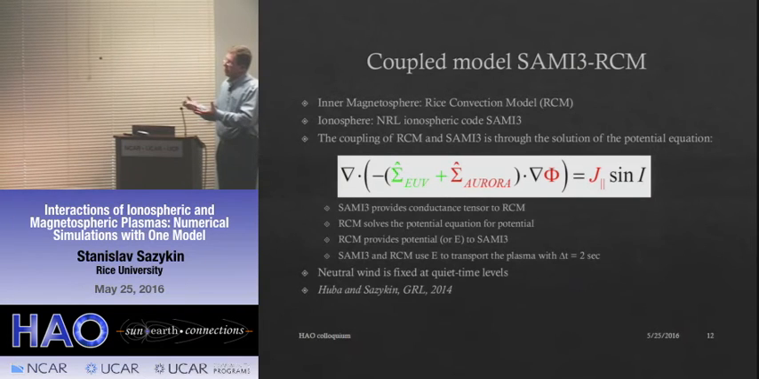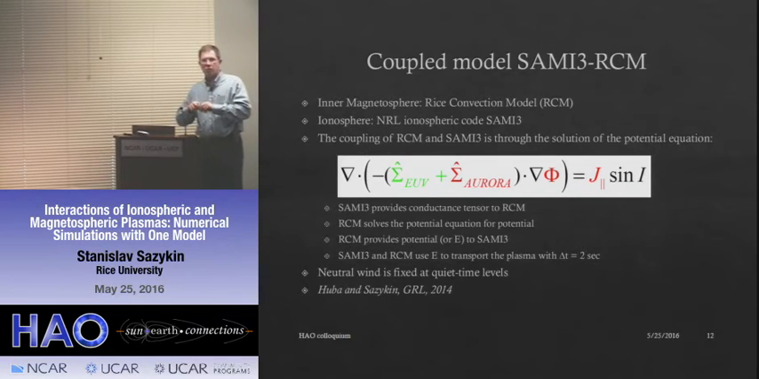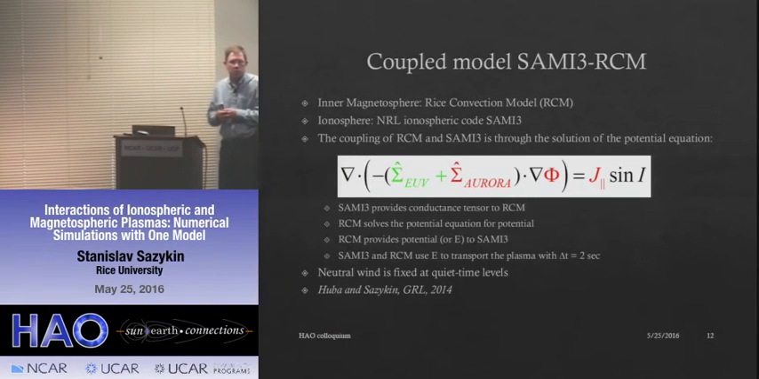Then you solve for the potential, and SAMI takes this potential and assumes it's constant along magnetic field lines, maps it along field lines to all altitudes, and then you calculate the drift velocity from that. So there is this conversion from 2D to 3D and back that's technically somewhat complicated.